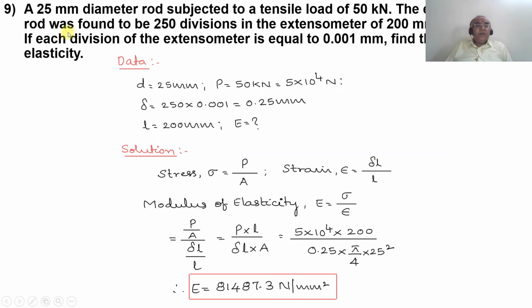The extension of the rod was found to be 250 divisions in the extensometer. So delta will be equal to 250 into, each division of the extensometer is equal to 0.001 mm. So delta will be equal to 250 into 0.001, which is equal to 0.25 mm. We know the length of the bar: the length of the bar is 200 mm because it is the extensometer of 200 mm gauge length. Then what we need to find out is the Young's modulus.